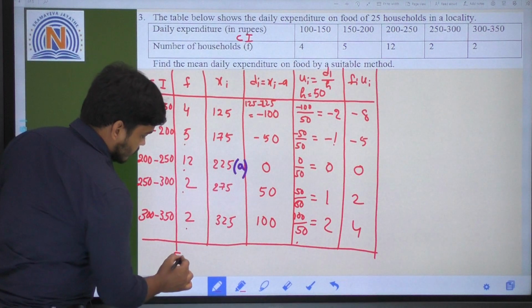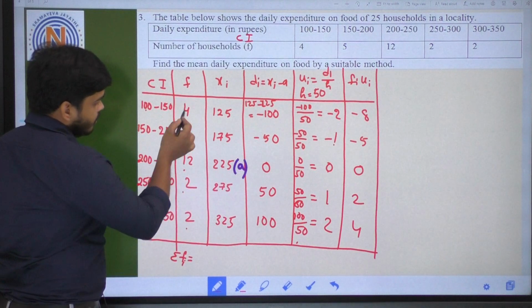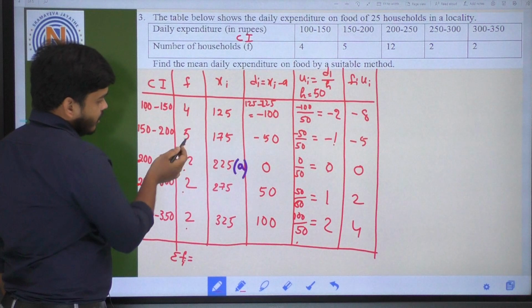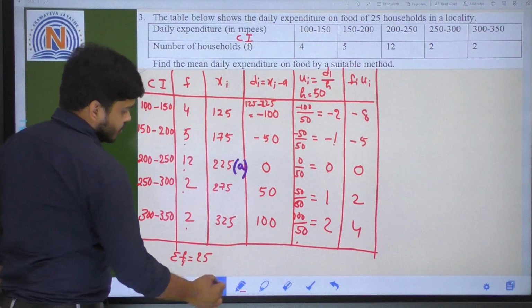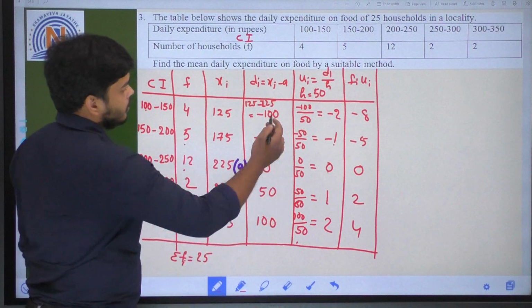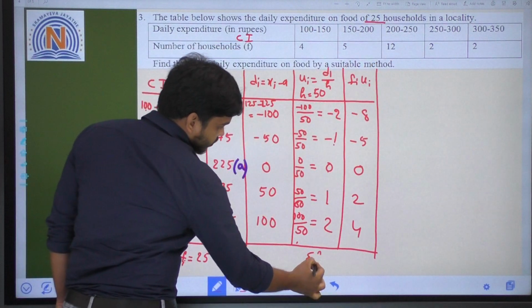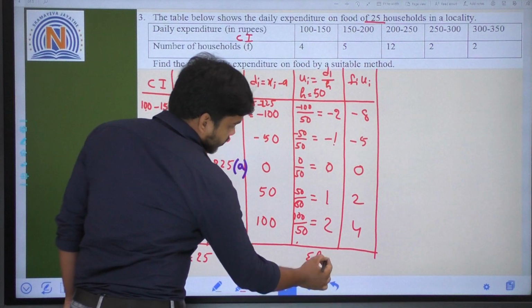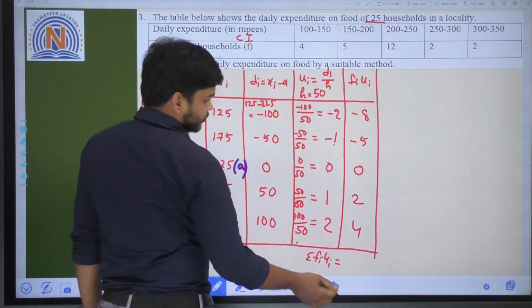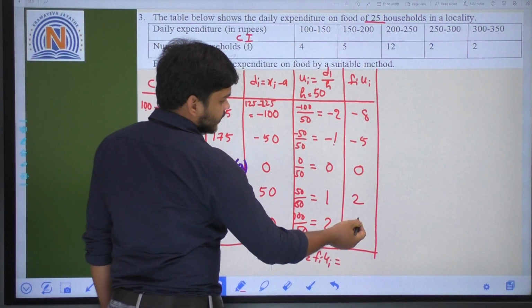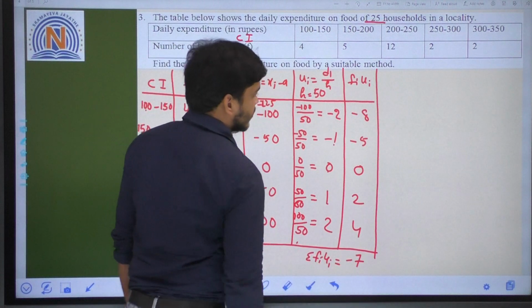Now the sum of all the frequencies, sigma fi, is how much? 4 plus 5 is 9, 9 plus 12 is 21, 21 plus 4 is 25. So we are conducting the survey on 25 householders. Now the sum of the sigma fi ui column: minus 8 minus 5 is minus 13, minus 13 plus 6 gives minus 7.